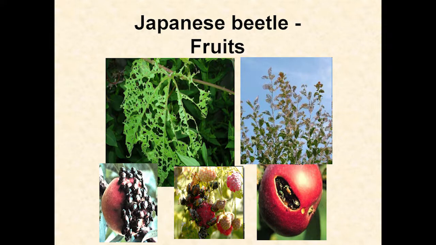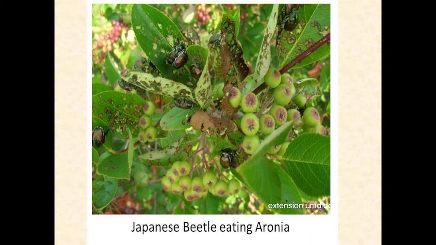They'll even feed on aronia. So if you thought you were going to solve your Japanese beetle problems by plowing everything up and planting aronia berries, you can't escape Japanese beetles. They will be there too.